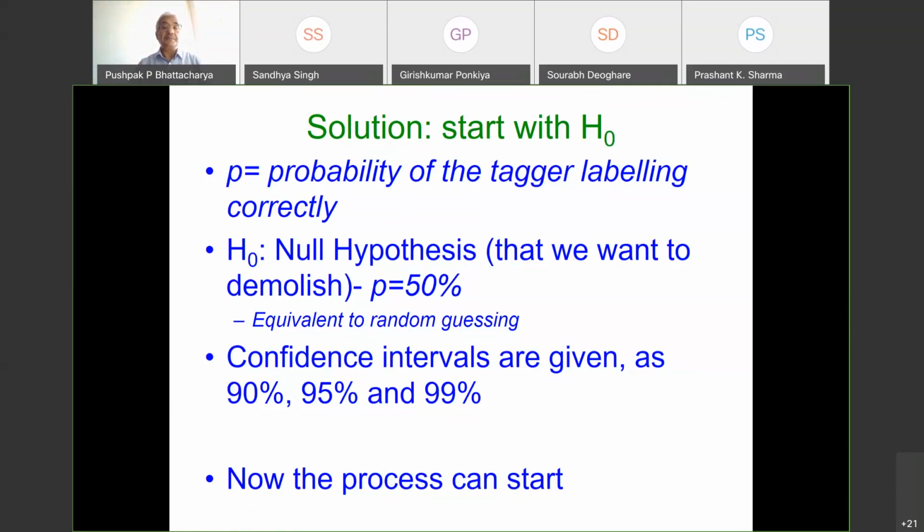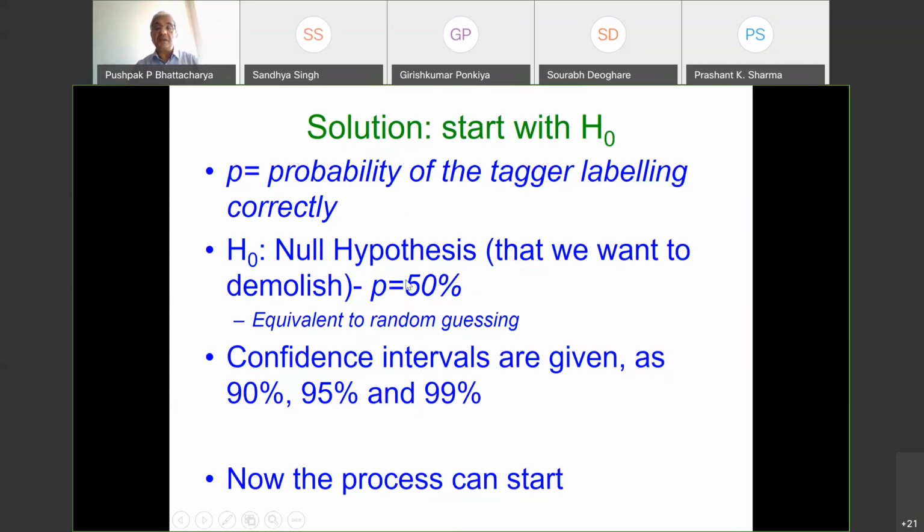Okay, if the algorithm is a random guessing algorithm with a fair coin, the null hypothesis is that the tagger is actually doing random guessing. So the probability of success and failure, that is, the probability of name and no name, is 50%. The accuracy of the tagger is 50%. That means the probability of a word being a name or not a name is 50%. So this is my null hypothesis.